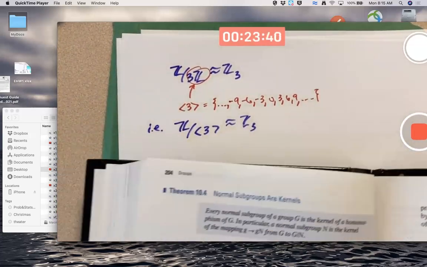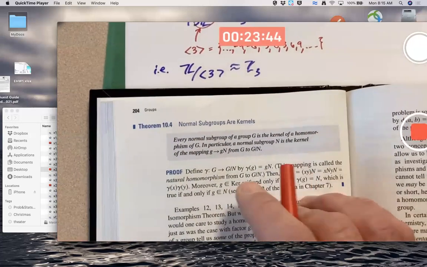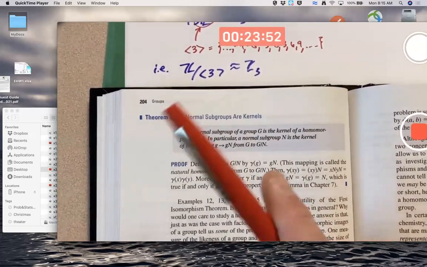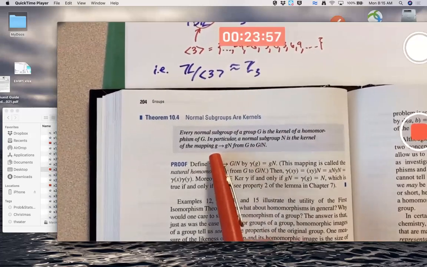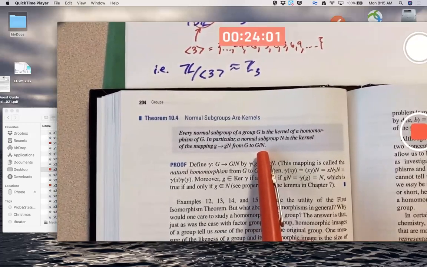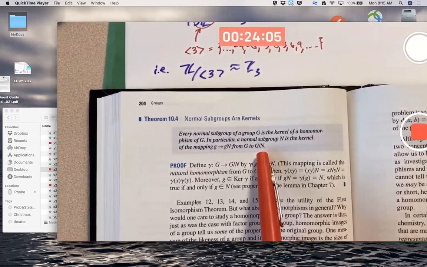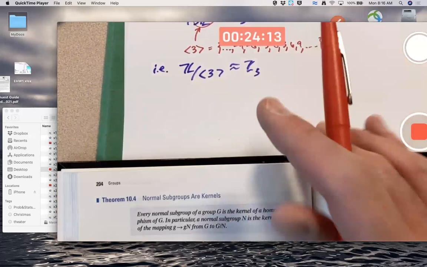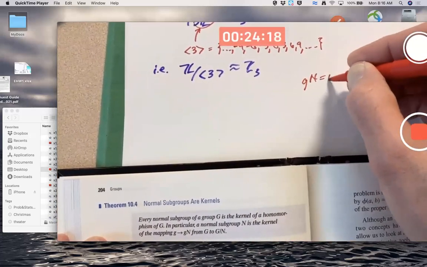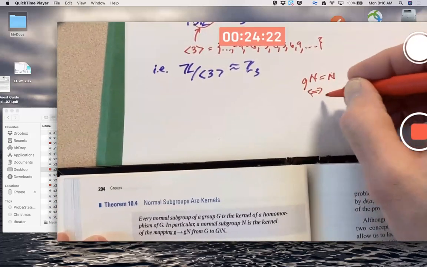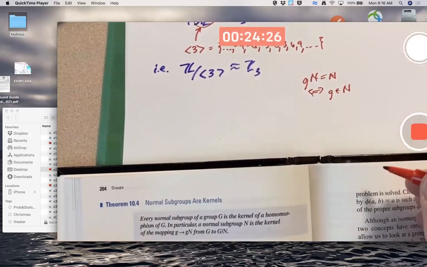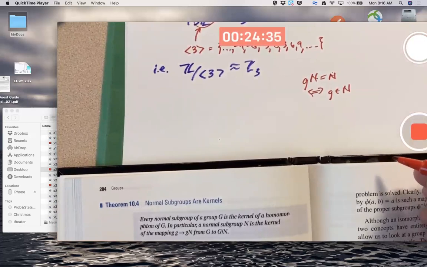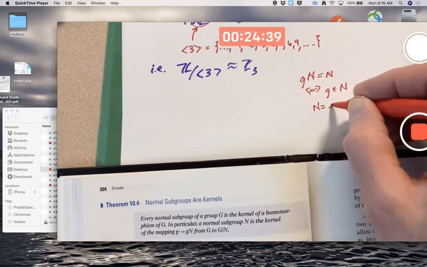Theorem 10.4 says normal subgroups are also kernels. If you've got a normal subgroup of some group, it's automatically the kernel of some homomorphism, is what this is saying. And in particular, a homomorphism that maps an element in G to its left coset in the factor group is one example of a homomorphism that N would be a kernel of. Why? Well, remember, gN equals N if and only if g is an element of N. That's true for any group, any subgroup, not necessarily normal subgroups. And also remember in the factor group that N is the identity element of the factor group because it equals eN.